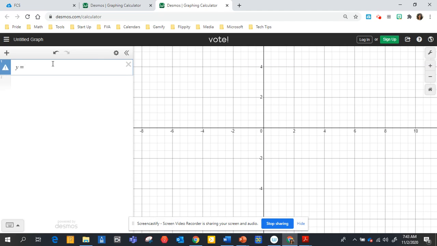We can say y equals 2 and we can see that it is the horizontal line. It is linear and it's a function. We could say x equals 5 and we can see it's the vertical line.